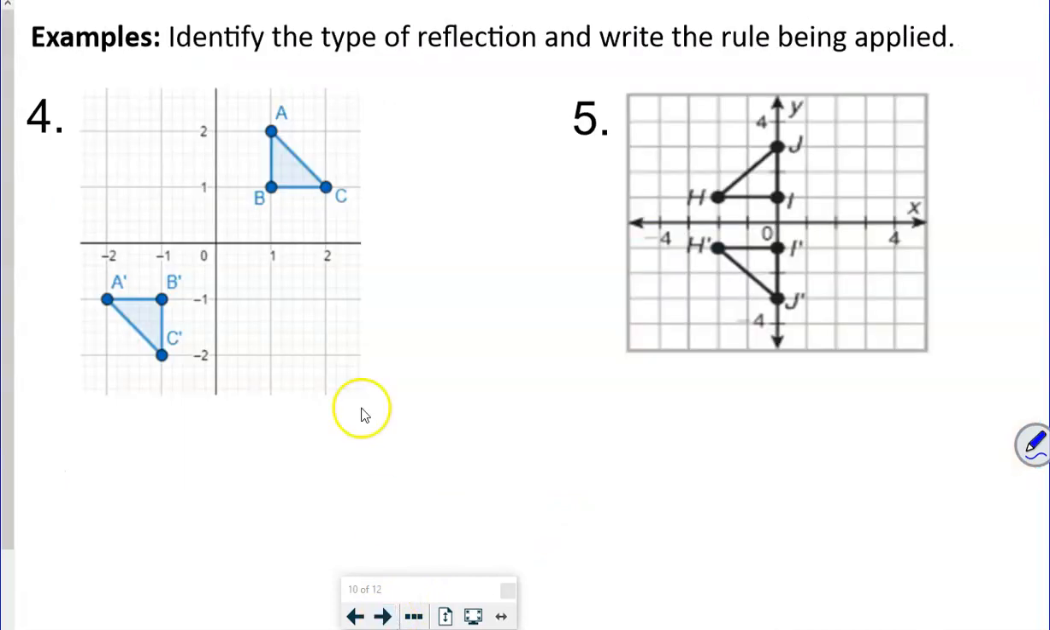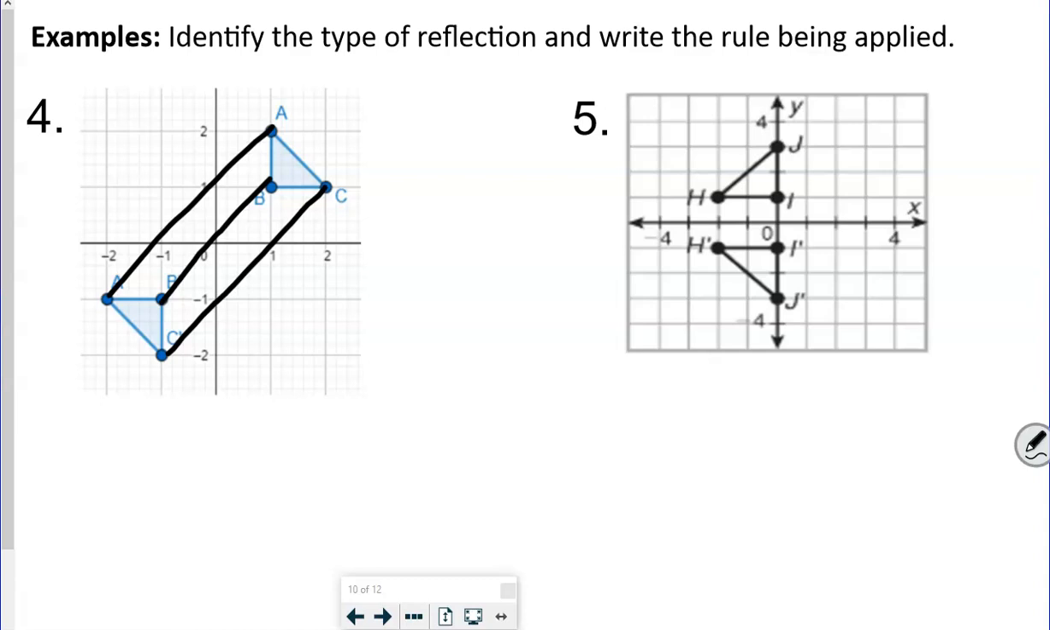Okay, so now here's our examples. Identify the type of reflection and write the rule being applied. So what do you think is happening here? We could compare our points, or we can just look and see what we think is happening. So we've got B and B', A and A'. Remember our trick the other day? We go B to B', A to A', C to C'. Do you see that? Those are all parallel, but are they all the same length?